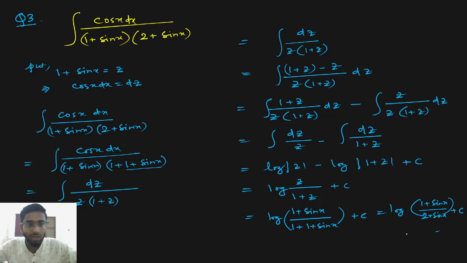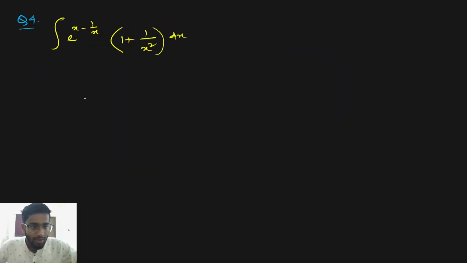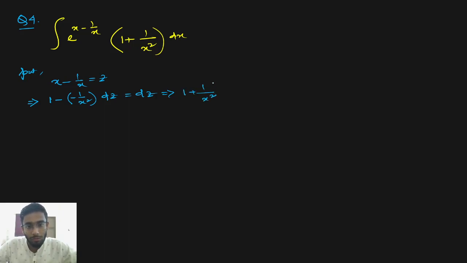Okay, let's move to the next one. This is again a substitution problem. Put x minus 1 by x as z. Now if you take the differential, then differentiation of 1 by x is minus 1 by x square, so 1 plus 1 by x square dx is going to be dz.